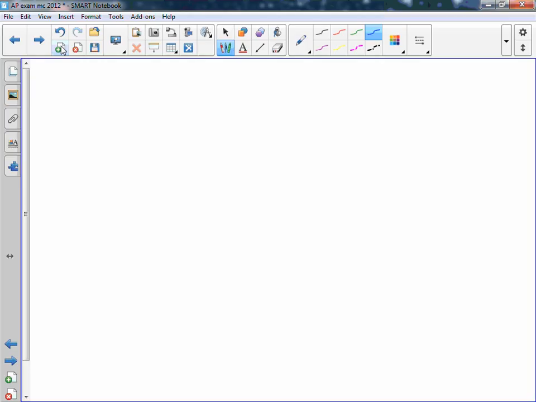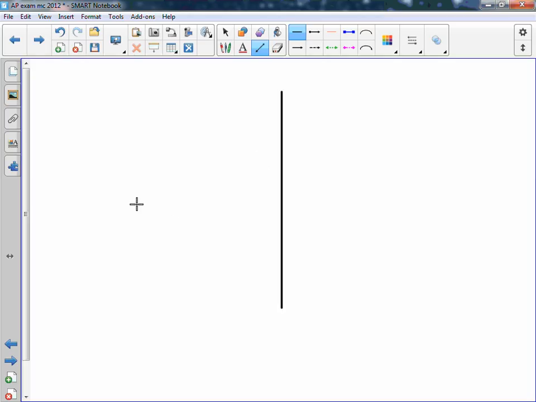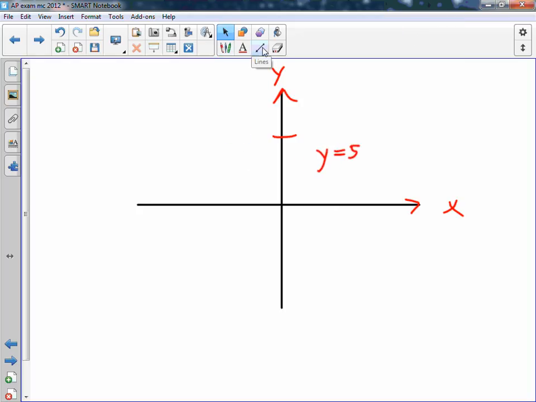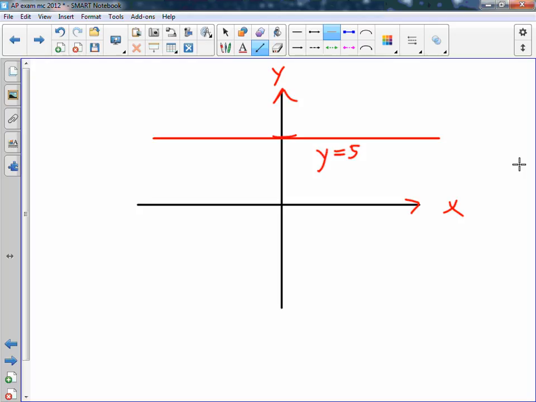There was a theme. You all asked for help on a couple of problems of this nature. If I have a good old XY coordinate plane, and let's say y equals 5, what will that look like? Vertical? A horizontal line, correct.